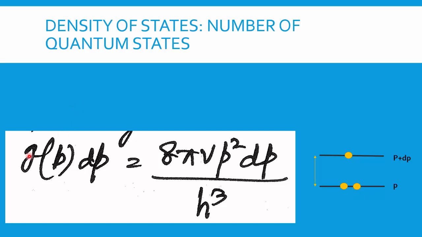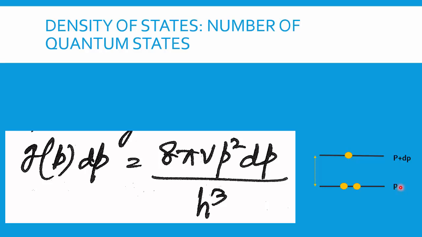Now G is the number of quantum states. What does it mean? Suppose this particle is spinning clockwise and this particle is spinning anti-clockwise. Because it is spinning clockwise, let us say it is +1, and the other, spinning anti-clockwise, let us say -1. So how many quantum states are here in this first momentum level? I can say there are 2 quantum states. So basically this is quantum states.